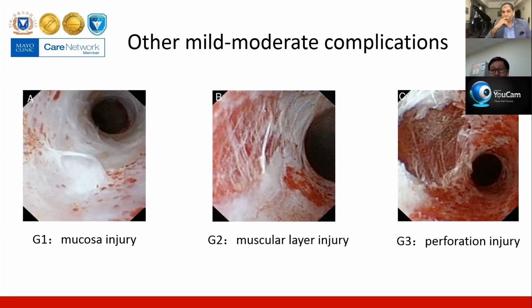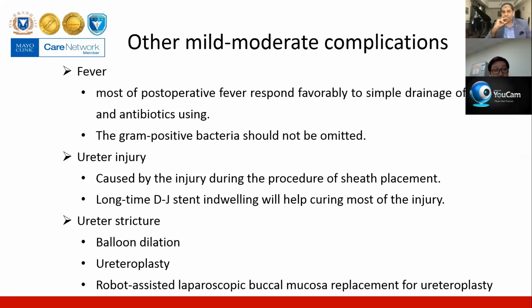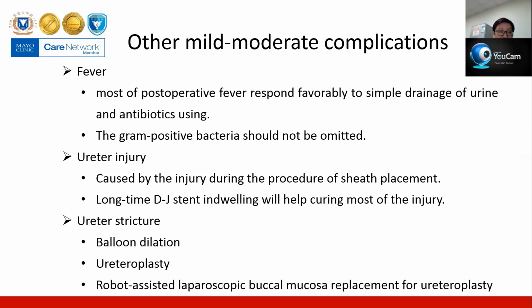And for this ureter injury, long-time double-J stent placement will help cure most of the injuries. And the rest of the injuries cannot be cured. They will develop into ureter stricture. For this part, for time reasons, I will just take it quickly.